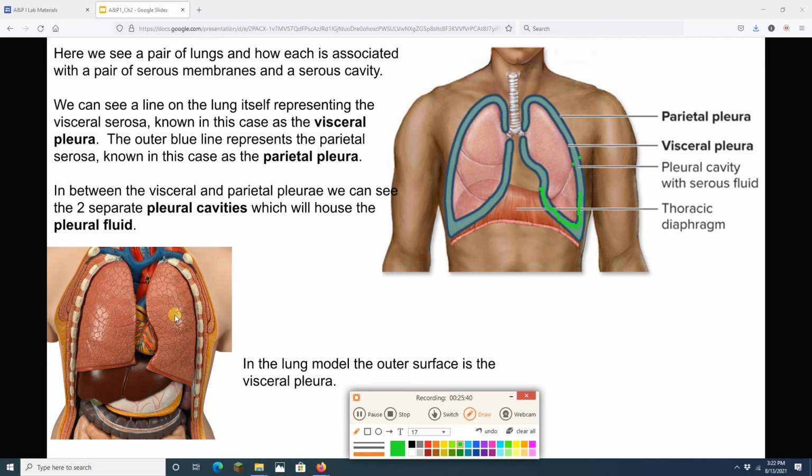Over here in the lung model, this is the visceral pleura that we can see, the lobulated one right here. All right, that was quicker because we did the heart already. It makes the lung one easier because it's very analogous.